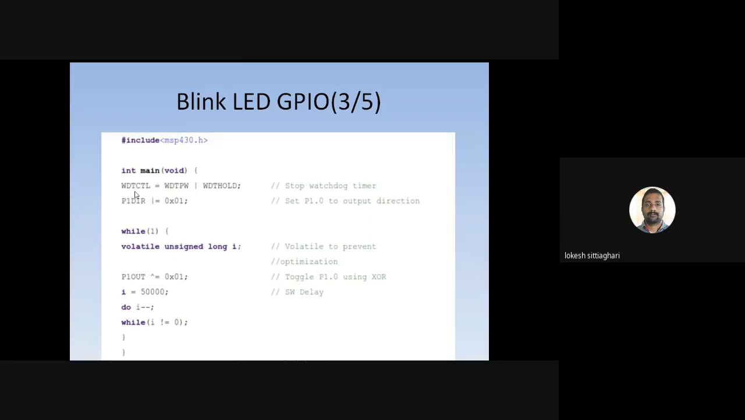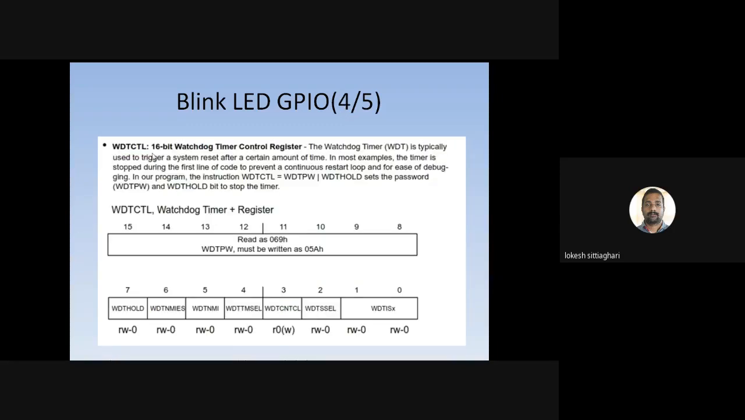So the first one is the watchdog timer control register. WDTCTL is nothing but the watchdog timer control register. The watchdog timer control register is a 16-bit register, and it looks like this. This is the lower byte, this is the upper byte. The upper byte holds the watchdog timer password, and the lower byte holds all these control bits.